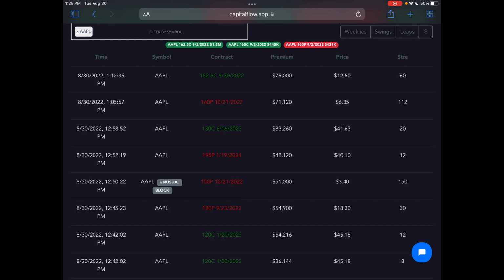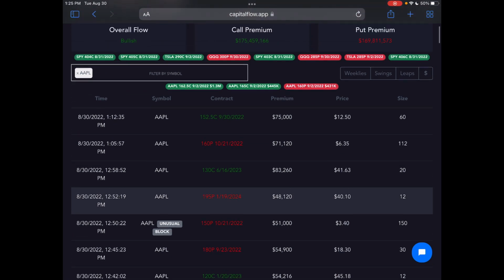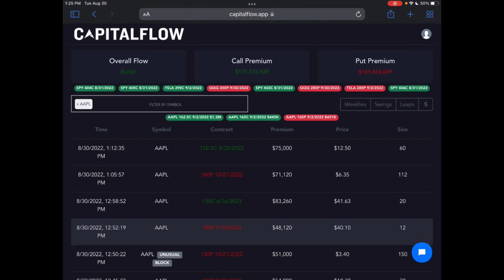You got to remember that the idea behind using options flow is to follow the big money traders, right? Somebody putting $5,000 into an Apple trade, $5,000 is still kind of a lot of money, but when you think about it in the grand scheme of things, and you know that there's people spending hundreds and thousands and millions of dollars on trades at a time, $5,000 is not significant and definitely not big money when it comes to a stock like Apple.